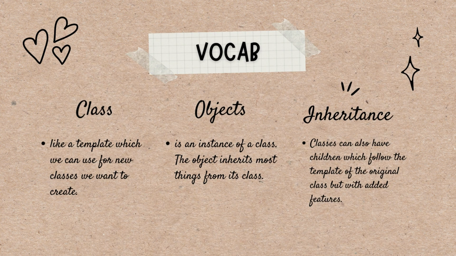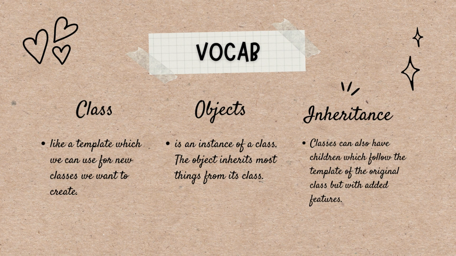And then, to go with some vocab. So what is a class? A class is like a template which we can use for new classes we want to create. So for example, instead of having to rewrite the same functions in multiple different classes, we can just use one class as a template so we don't have to rewrite the same chunks of code. This will make more sense when I give an example next, but this is just the basics of it.